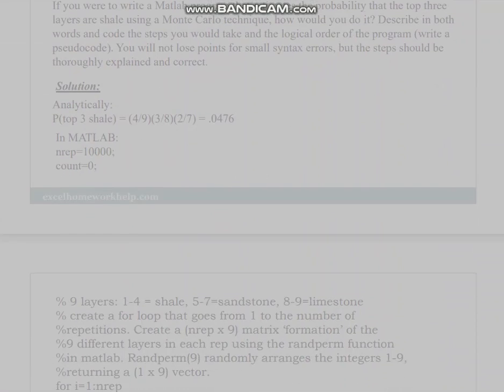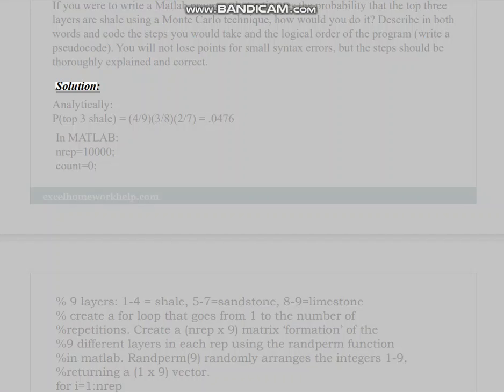If you were to write a MATLAB program that estimates the probability that the top 3 layers are shale using a Monte Carlo technique, how would you do it? Describe in both words and code the steps you would take and the logical order of the program. Write a pseudocode. You will not lose points for small syntax errors, but the steps should be thoroughly explained and correct.